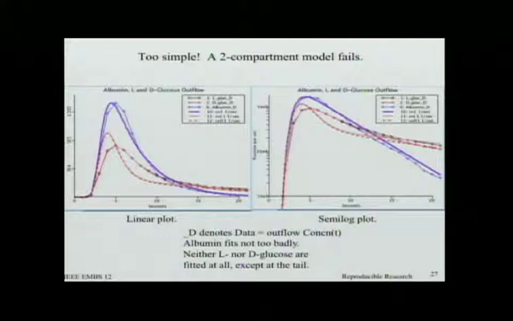The blue curve, and look at the left panel first, linear plot, concentration time over 20 seconds. The blue curve is the albumin, high peak. The next curve where the symbols are on it are D-glucose and L-glucose, and they overlap at the peak, and they start to separate at the tail. That separation at the tail, you can see at the right end, at the 20 seconds, they're separating. So out here at the tail, you can see the separation that represents the uptake of the D-glucose by the cardiomyocytes.